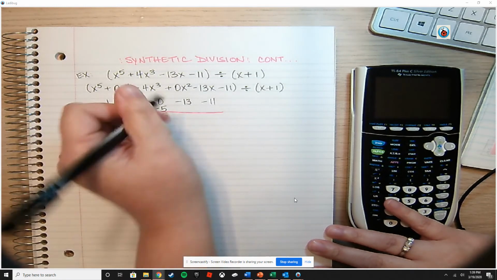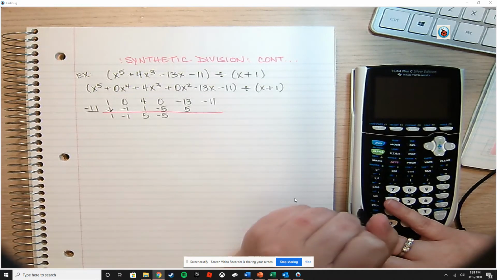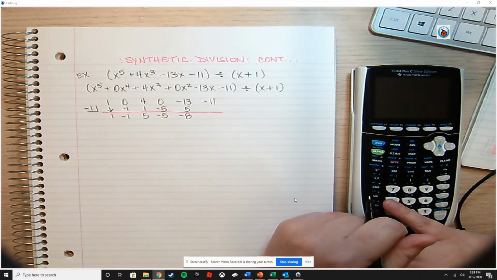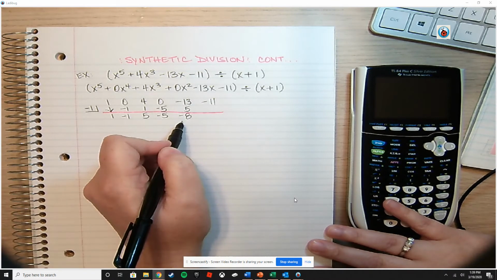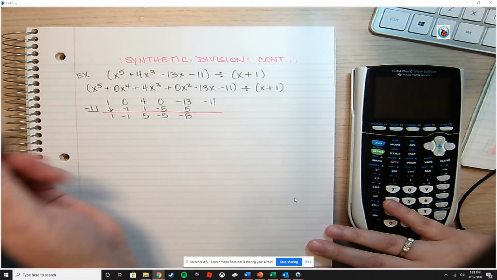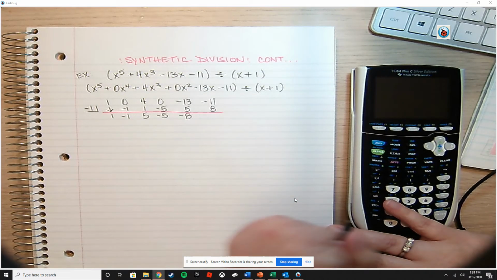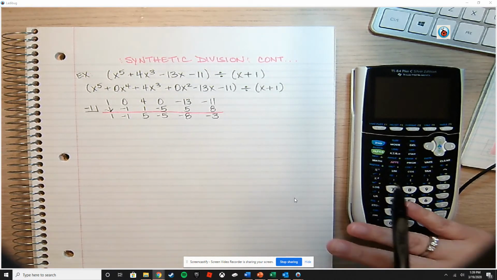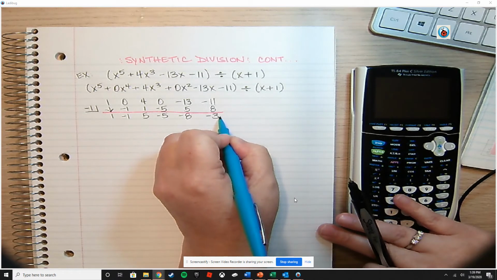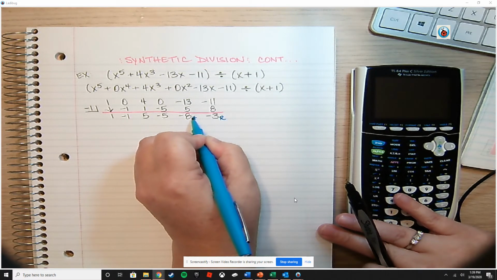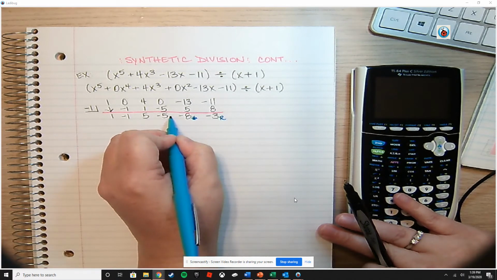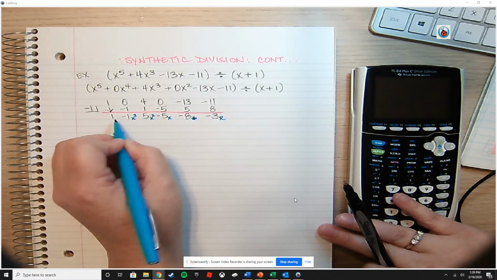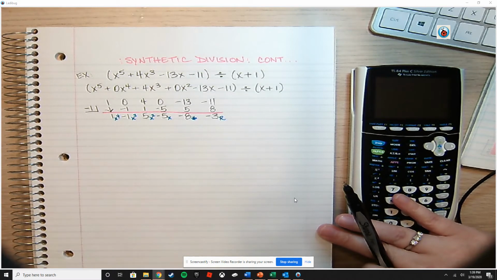Negative 1 times negative 5 is positive 5. I'm going to add those, and I get negative 8. Multiply negative 1 times negative 8, which is 8. And then I add those, and I get negative 3. All right, so this is my remainder. This is my constant. This is my x term. This is x squared. This is x to the third. And this is x to the fourth.